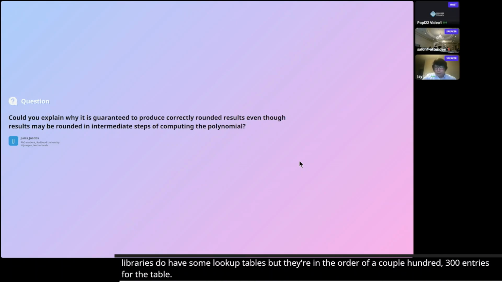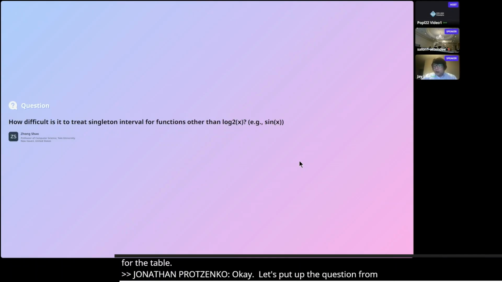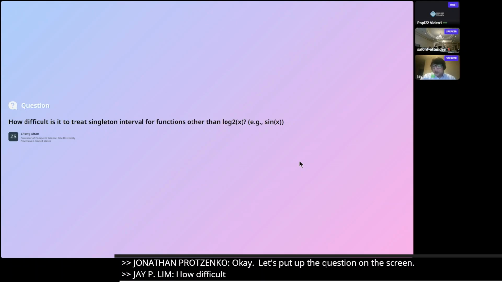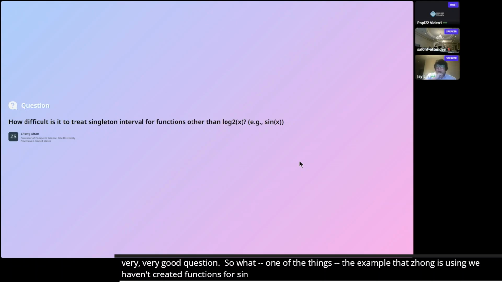Okay, let's put up the question from Jiangsha on the screen. Right. So the question is, how difficult is it to treat singleton intervals for functions other than log2 of x? That's a very, very good question. One of the examples that Zong is using is sine of x. We actually haven't created correctly rounded elementary functions for sine of x, so I couldn't say for that one, but in most other cases, it's surprisingly not too difficult.